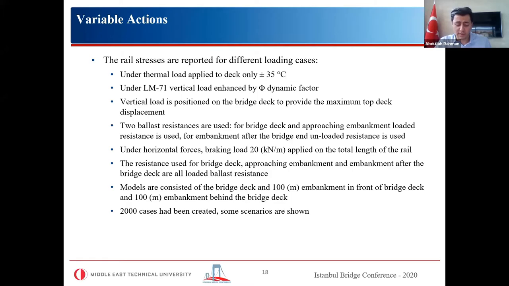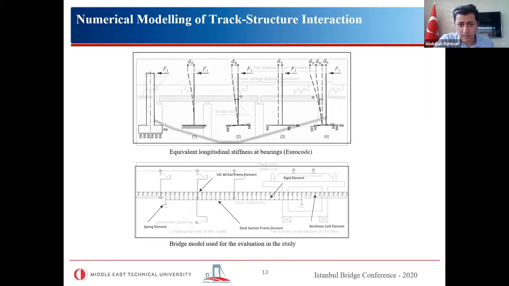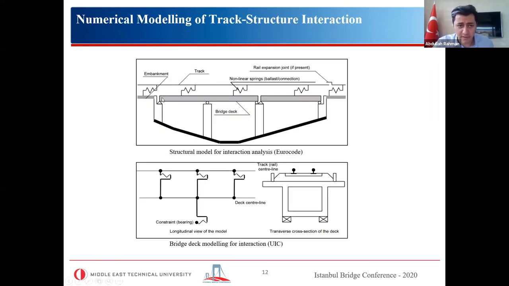It's one of the conditions that you have to satisfy. Your top deck displacement should be limited. Now I will try to show it. Your top deck displacement here is limited to 8 millimeters. This is one of the conditions. So you should have a bending stiffness which will provide a top deck displacement under vertical load less than 8 millimeters.